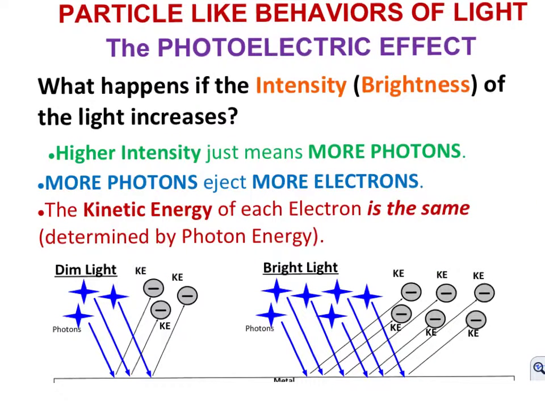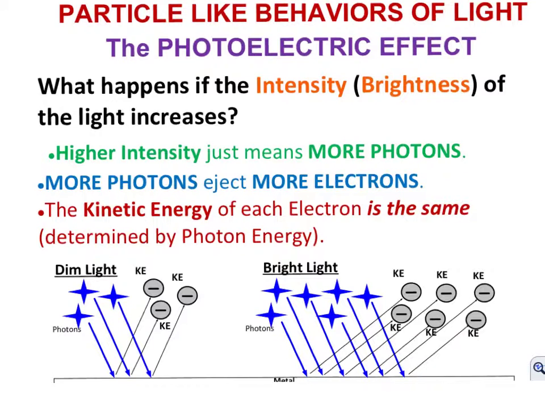Now what happens if you increase the brightness of the light? That will just mean more photons get released. The kinetic energy will be the same. More photons will eject more electrons. Your kinetic energy of each is the same. So in dim light, I have a small amount of electrons ejected. In bright light, with more photons released, I'll have more particles at the same kinetic energy, depending on the color of light.